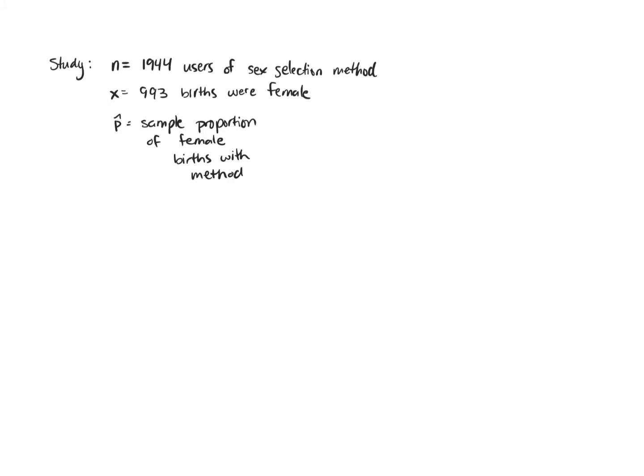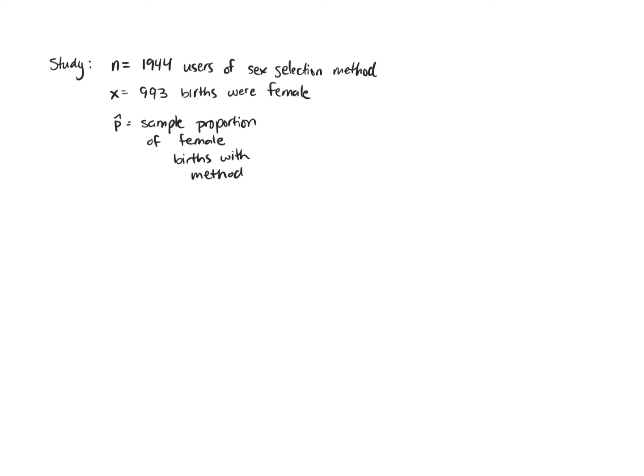Let's take a look at your specific problem here. So in your problem, we're told that out of 1,944 users of the sex selection method, 993 of those resulted in female births. So notice the notation that I'm using here. N is the sample size, X represents the number of births that were female.